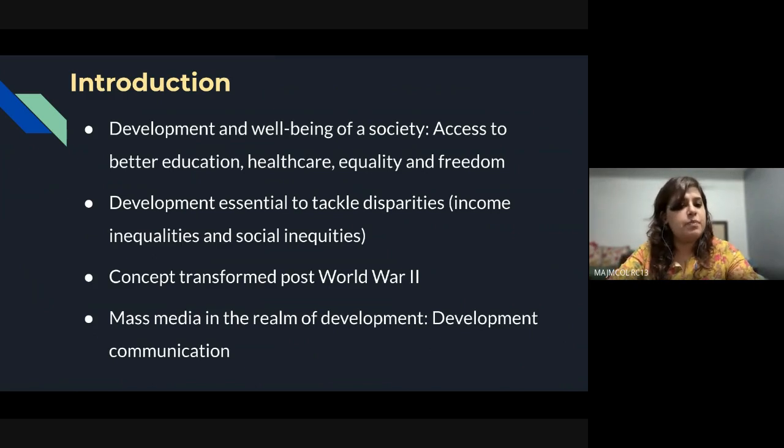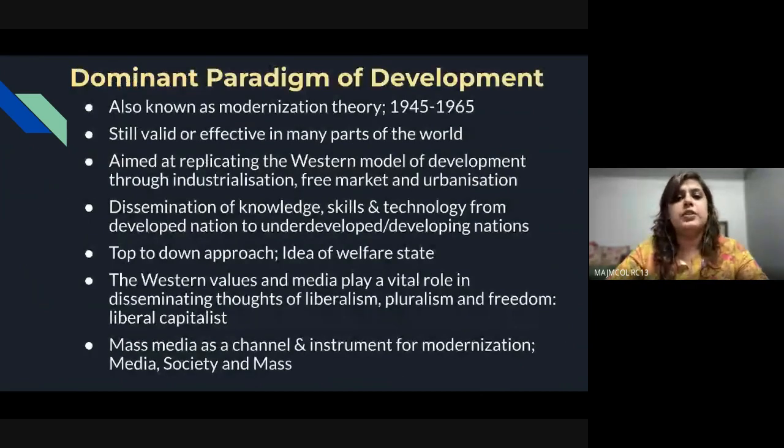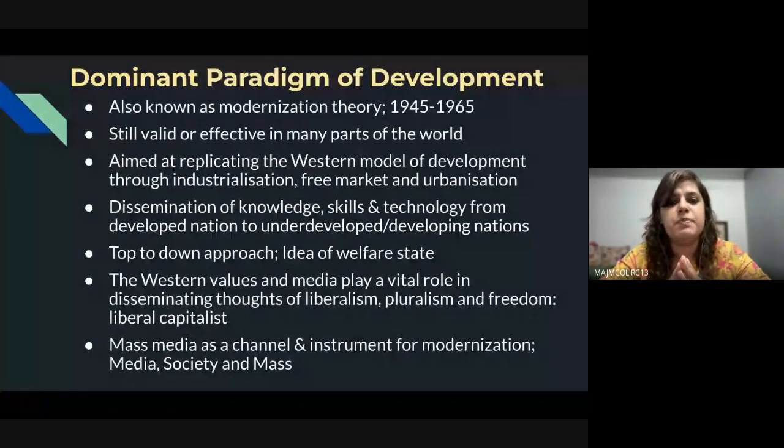As I talked about, development as a concept transformed post World War II, and the specific infusion of mass media came about in the context of development communication, right? So the first paradigm of development came right after World War II, in 1945, 1946, which was the dominant paradigm of development. It is also known as the modernization theory.